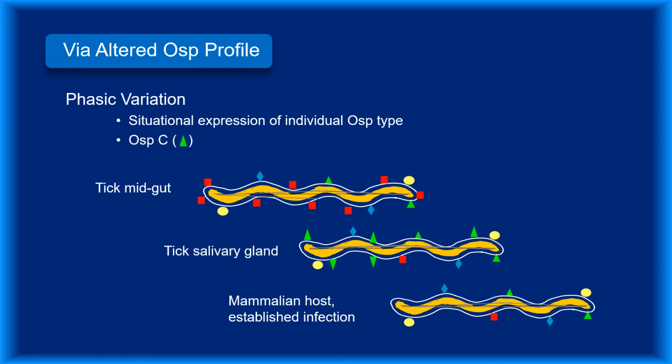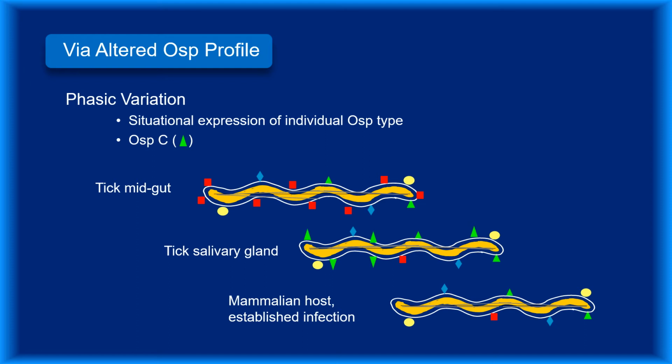The bacteria can also avoid the immune response by altering its appearance. Phasic variation is one example of that strategy. Here, the number of expressed copies of an outer surface protein is modulated in response to the bacteria's environment. This diagram uses OspC as an example.